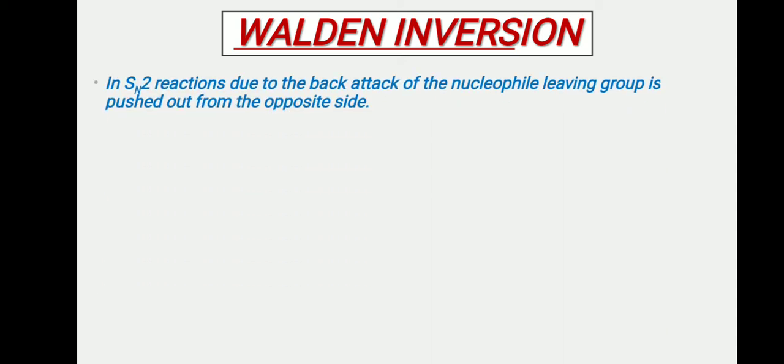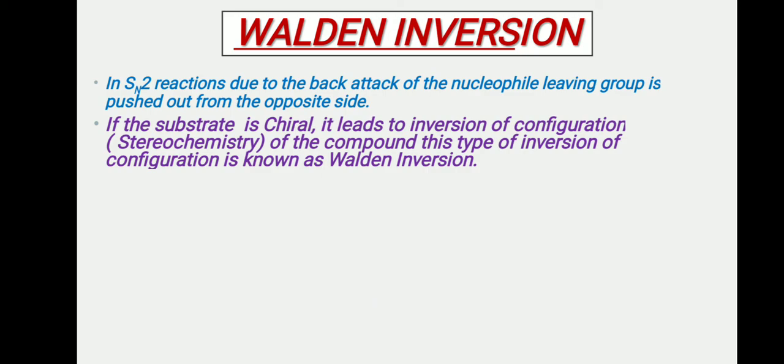Let's study more about that inversion. This inversion of configuration is called Walden inversion. In SN2 reactions, due to the back attack of the nucleophile, the leaving group is pushed off from the opposite side. If the substrate is chiral, meaning it is asymmetric, it leads to inversion of configuration, or the stereochemistry of the compound is inverted.